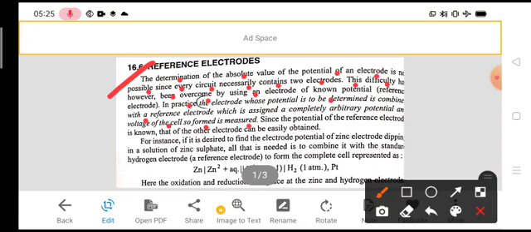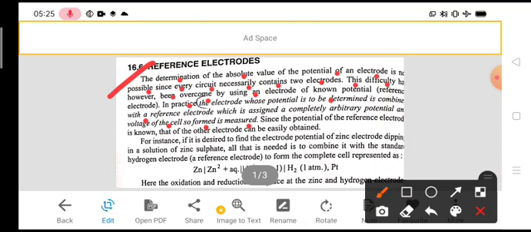Once again, I repeat, the determination of the absolute value of the potential of an electrode is not possible, since every circuit necessarily contains two electrodes. This difficulty has been overcome by using an electrode of known potential. Simply, it is called a reference electrode.